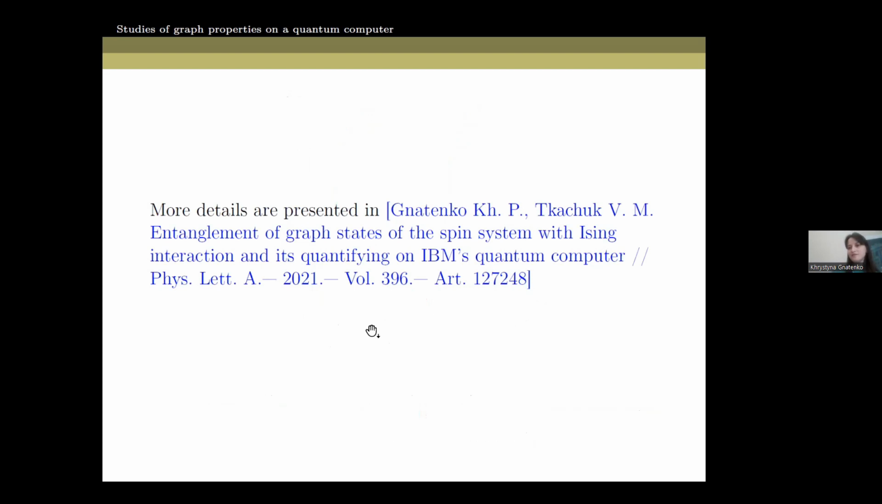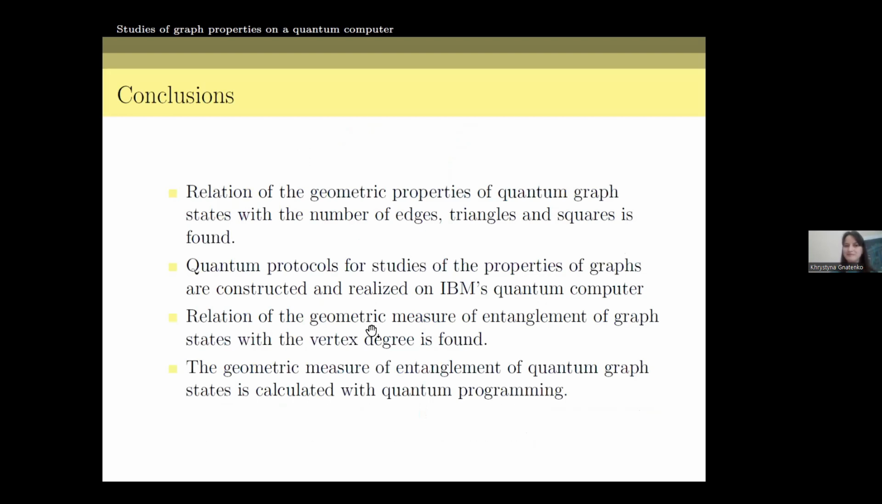And I would like to conclude, maybe before the questions. I would like to conclude that the geometric properties of quantum states and entanglement are connected with properties of graphs. So we can study complicated graphs, of course, with the development of multi-qubit quantum computers. We can study the properties of graphs with the help of quantum programming.